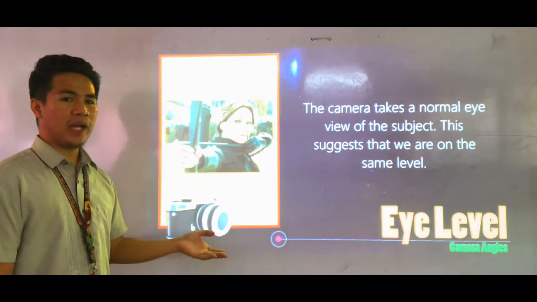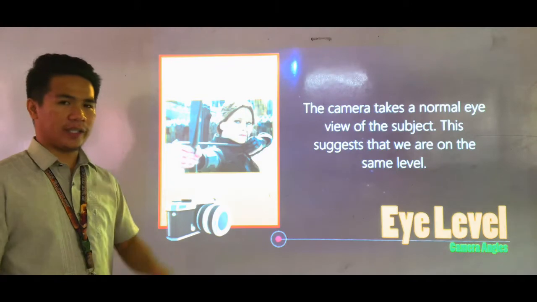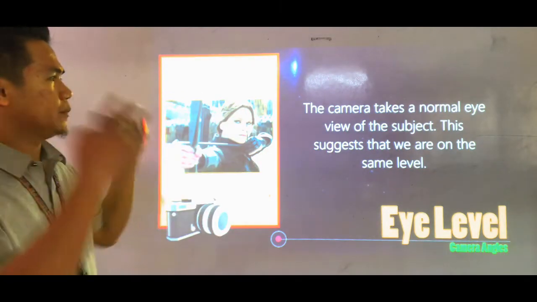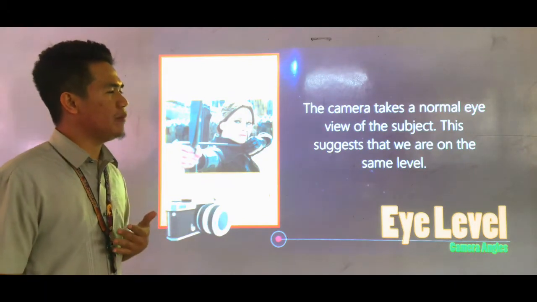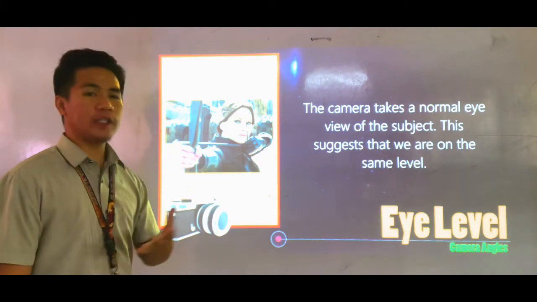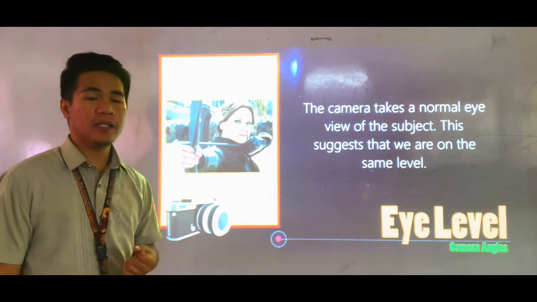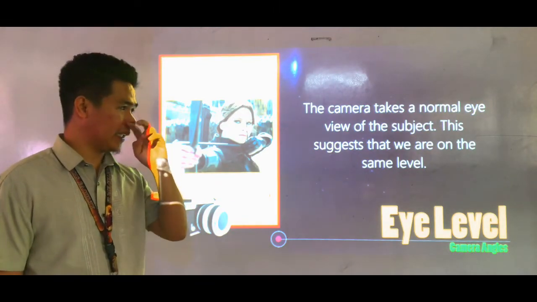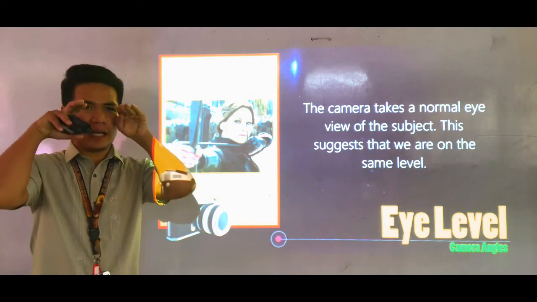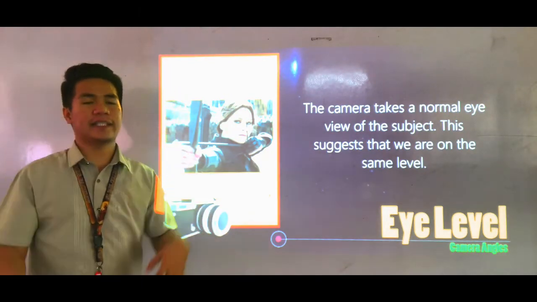Okay? Now, we have also the eye level. Okay? From the word itself, nasa eye level natin yung shot. The camera takes a normal eye view of the subject. This suggests that we are on the same level. Okay? Pag yung eye level lang ginagamit natin, it suggests that we are on the same level. Okay? Parang nagtitingin lang tayo in the same level.